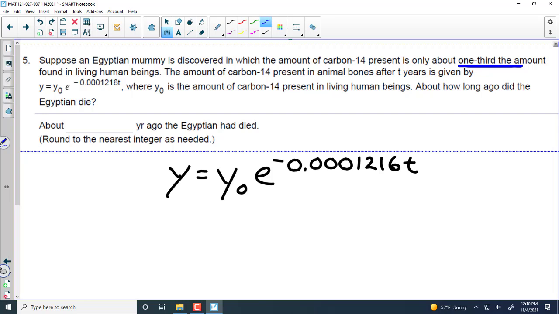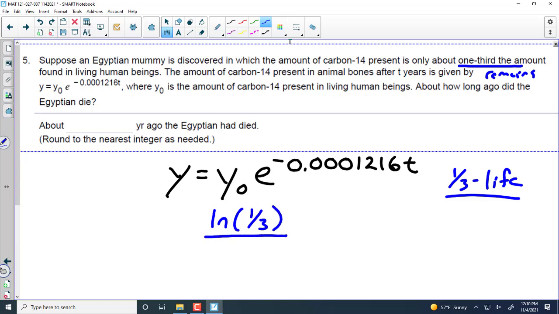Take a quick moment. Does it say 1/3 is gone or 1/3 remains? Right. Remains. It says 1/3 remains. So really what we're going to do here is a 1/3 life, not a half-life. And if we're doing a 1/3 life, we don't write ln of 1/2, we write ln of 1/3. And what do we divide that by? The decay rate.